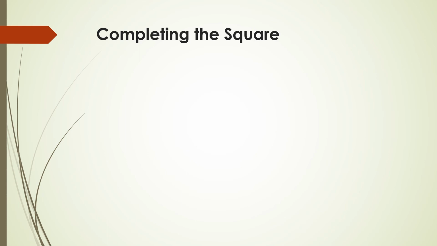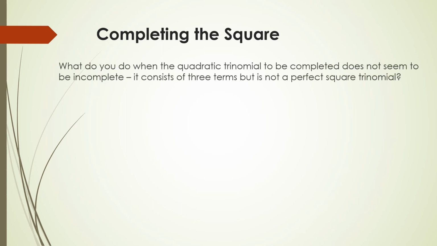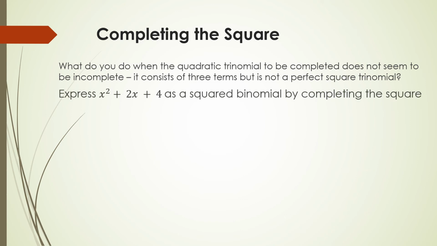Sample number 3. What do you do when the quadratic trinomial to be completed seems to be incomplete? It consists of 3 terms, but it is not a perfect square trinomial. So, yung tatlo yung term niya, pero hindi naman siya kino-consider as perfect square trinomial. Bakit hindi siya ma-consider as perfect square trinomial?